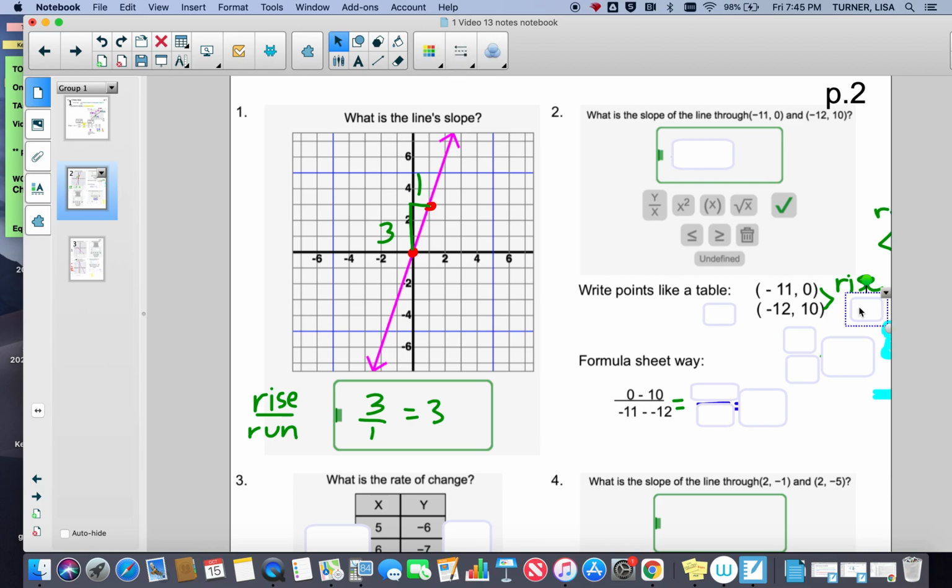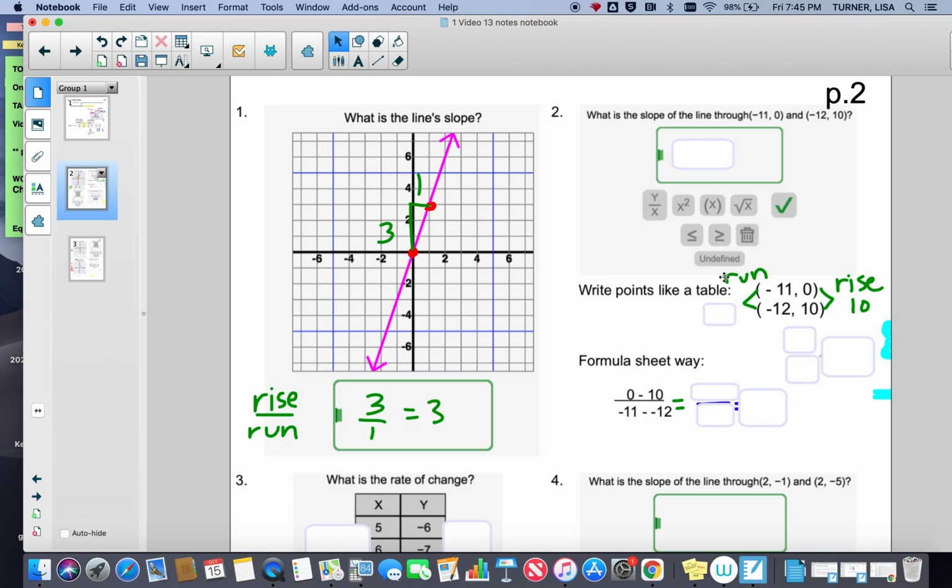And you guys have been looking for what it's changing by. That's going up from 0 to 10. That's going up 10, right? And then I look for the run because that's how wide it would be, the X is. The run, I'll go ahead and write that there.